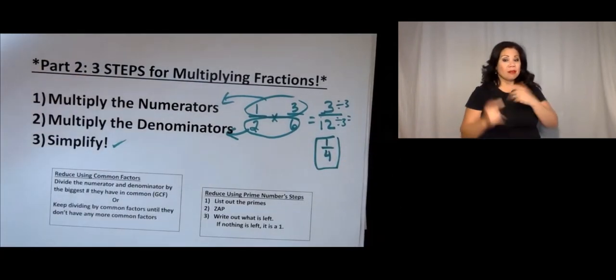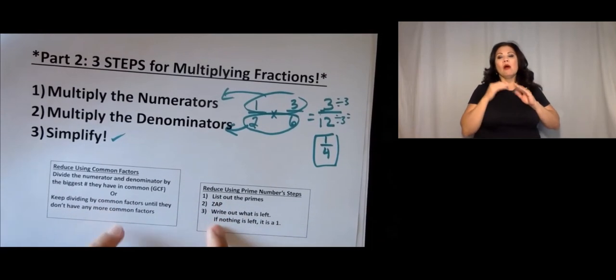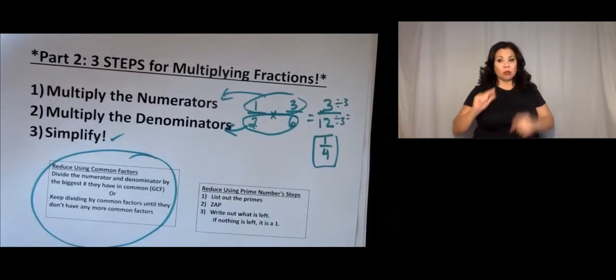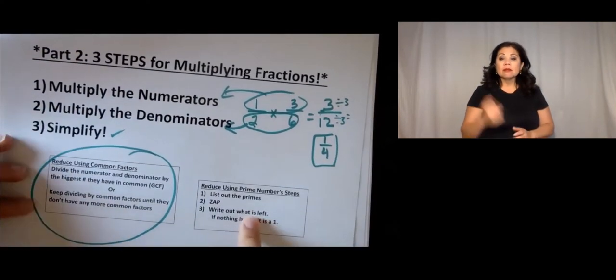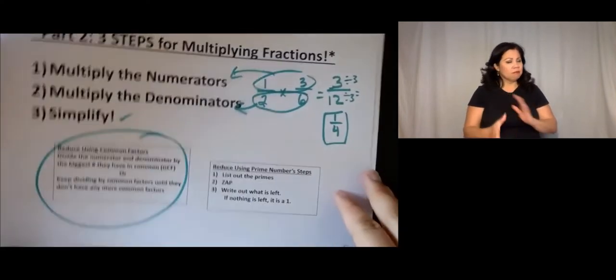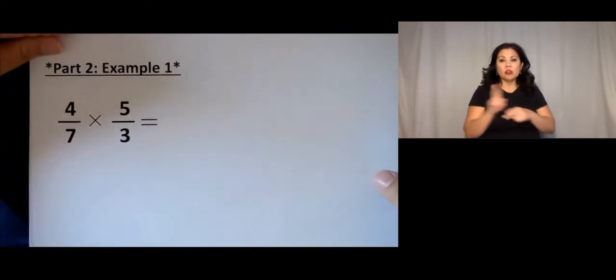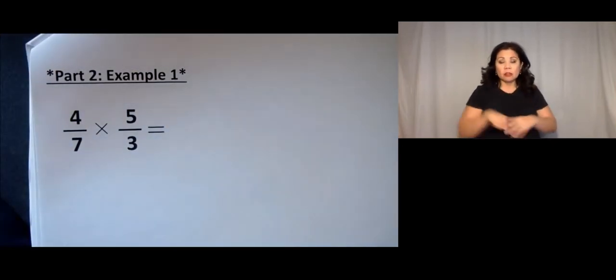And ta-da! Again, down here, it's reminding you of the two different ways you could simplify. But remember, I'm going to focus on using the common factors. All right. Like I just did right here. If you're still using primes, go for it. Whatever you need to, right? It doesn't matter to me as long as you get the correct answer by doing correct math work to get to it. All right, so let's see if we can remember these steps.